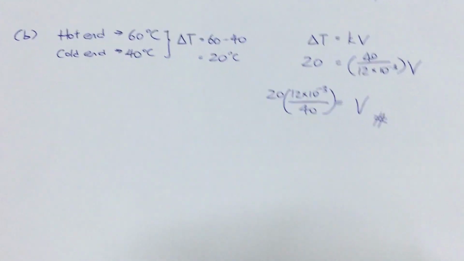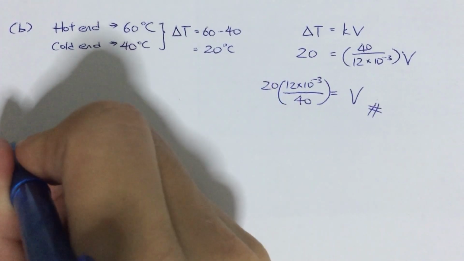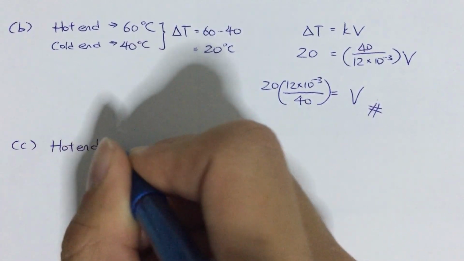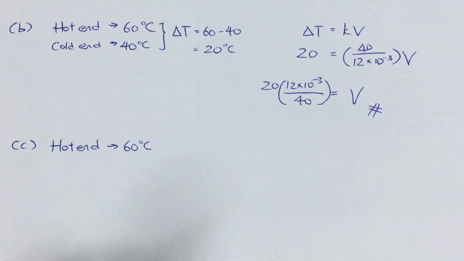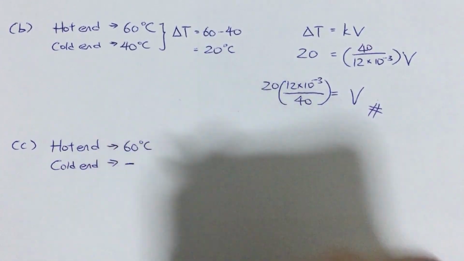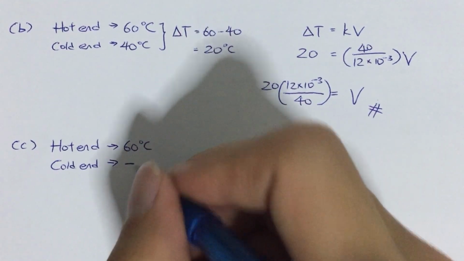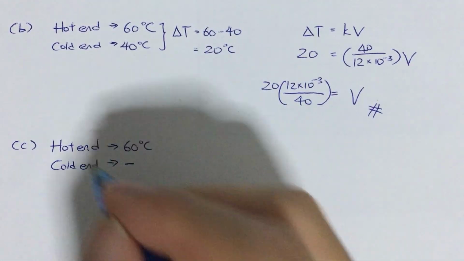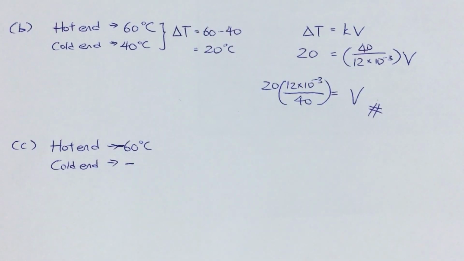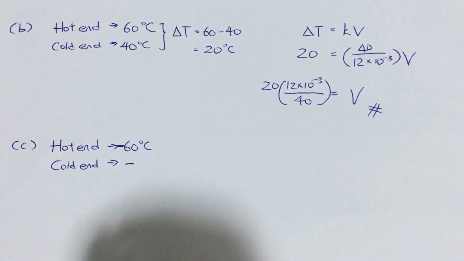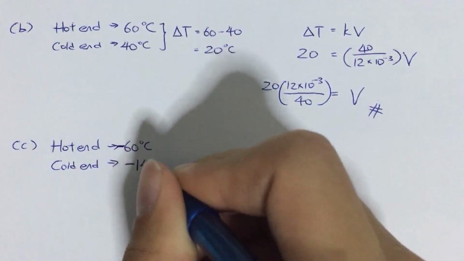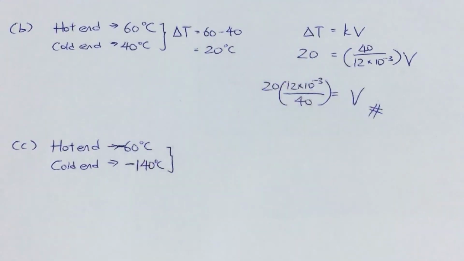Now I just want to give you a further example, your part C. Let's say now my hot end is still at 60 degrees, but my cold end, I put it at some negative value. Let's make it even more difficult. Let's say the hot end I put at negative 60, and my cold end I put at negative 140 degrees C. What will be my delta T?